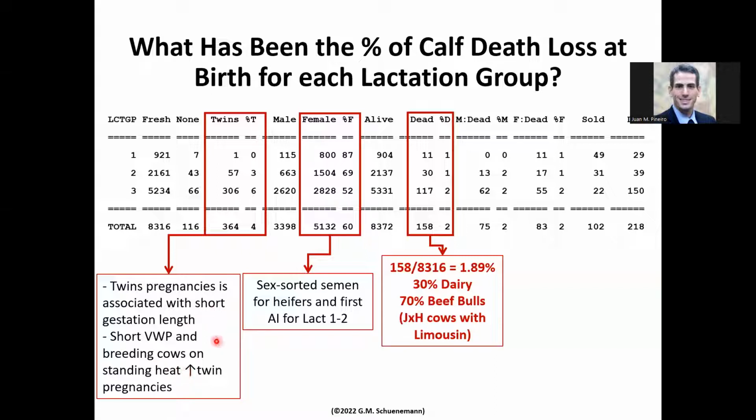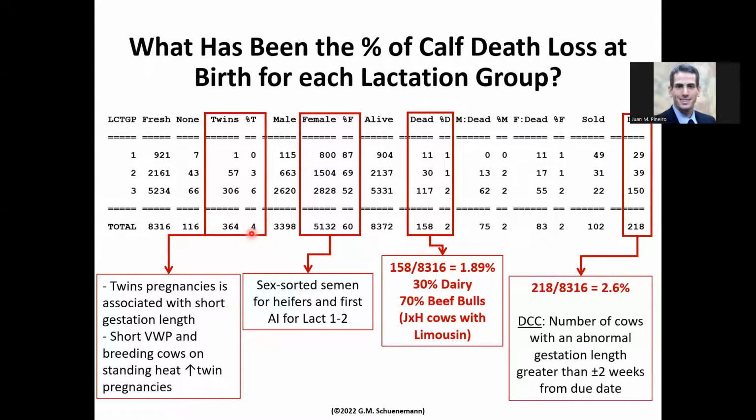So for these particular farms, if we want to reduce this, the 4% I would say is not yet a major issue, but we do have farms with an 8 or 10% twinning rate. And the way we do it is we change the voluntary waiting period and we change our breeding management. And you can reduce the twinning rate by more than 50% by just changing those two things.